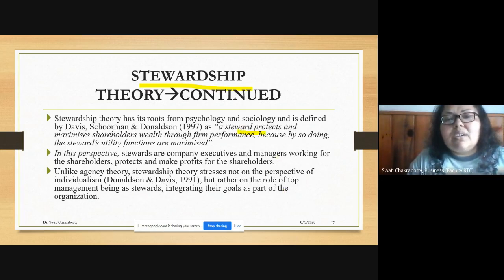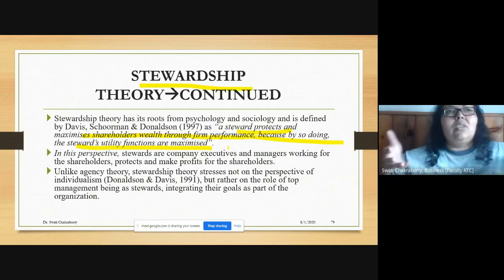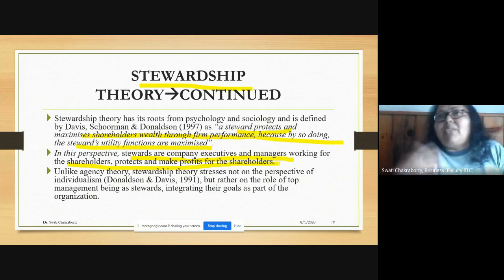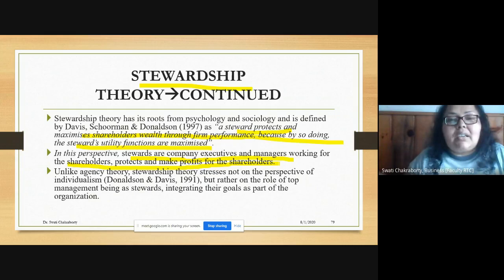So the steward, or the company executive, protects and maximizes shareholders' wealth through performance of the firm. Because if that happens, then the stewards' utility functions are also maximized. They will also get maximum benefits, right? So their stewards, as I said, are the company executives and managers who are working for the shareholders, protect and make profit for the shareholders. They're ensuring that the shareholders are happy, right?